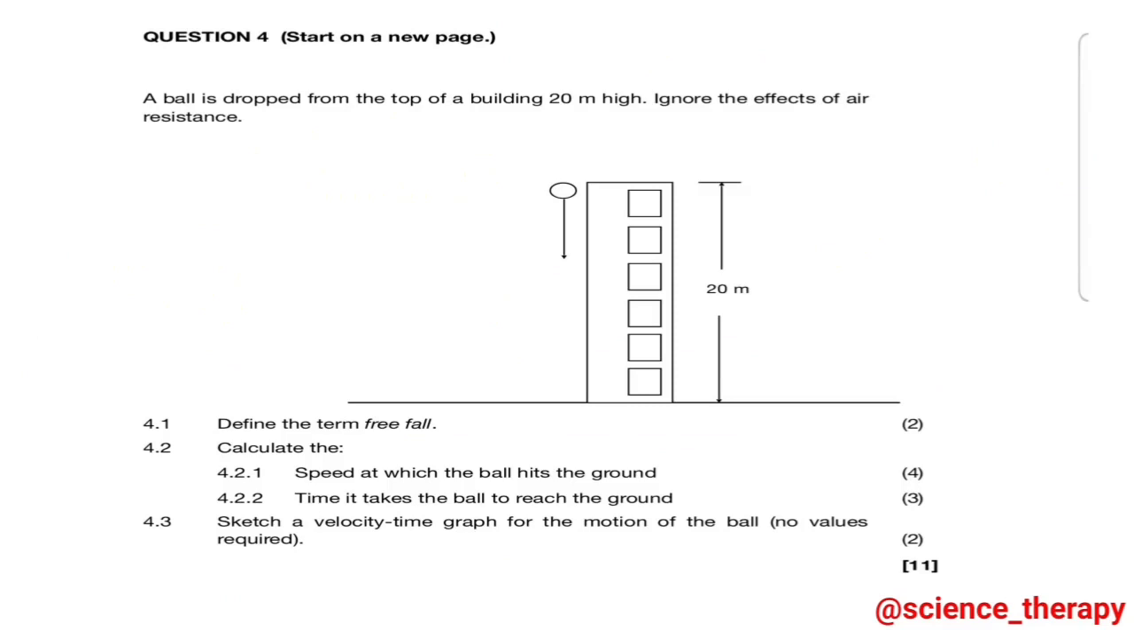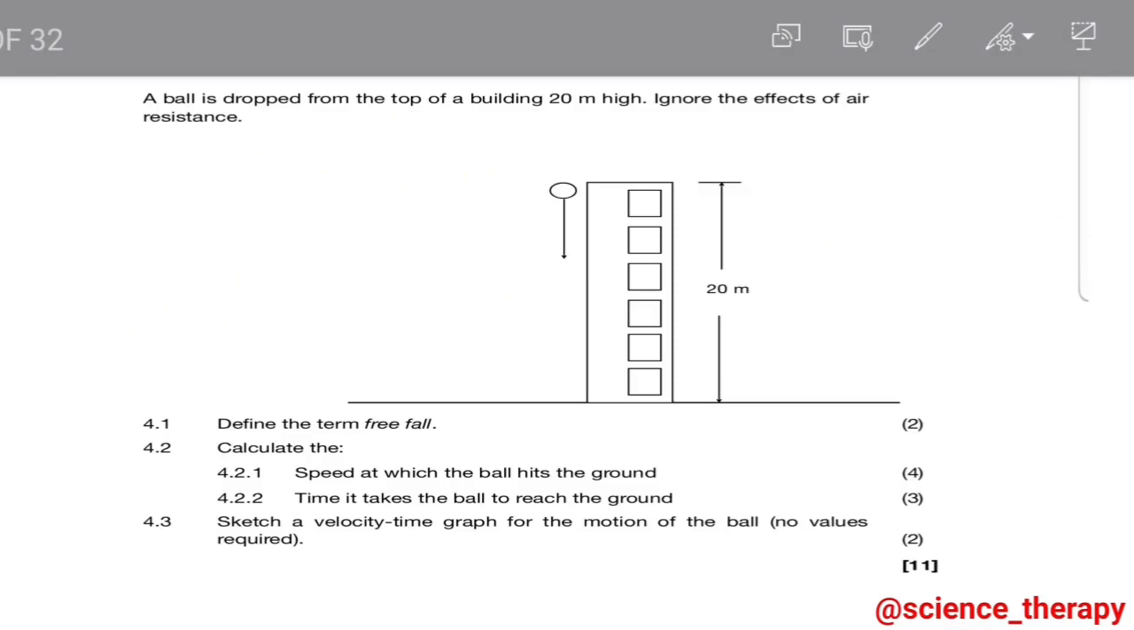Now let's look at question 4. It says a ball is dropped. So there's a keyword there. A ball is dropped from the top of a building 20 meter high. Ignore the effects of air friction.